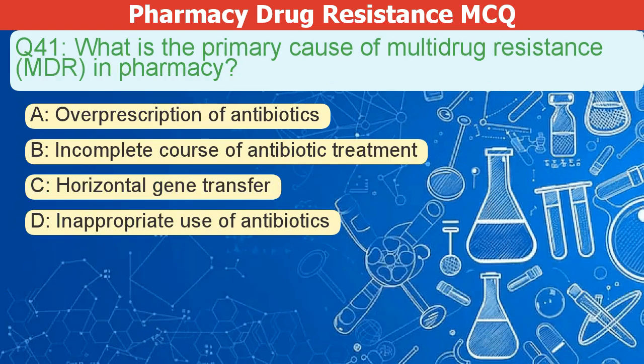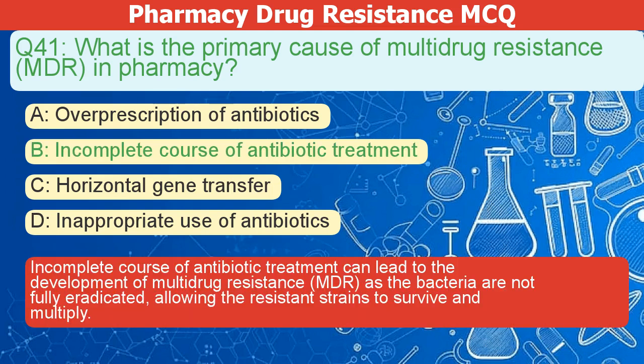What is the primary cause of multidrug resistance, or MDR, in pharmacy? A. Overprescription of antibiotics. B. Incomplete courses of antibiotic treatment. C. Horizontal gene transfer. D. Inappropriate use of antibiotics. The correct answer is B. Incomplete antibiotic treatment can lead to multidrug resistance. This is because the bacteria aren't fully eradicated, allowing resistant strains to survive and multiply.